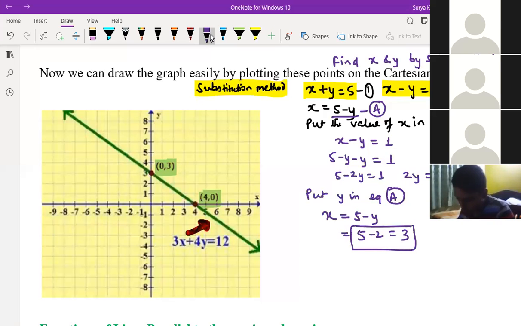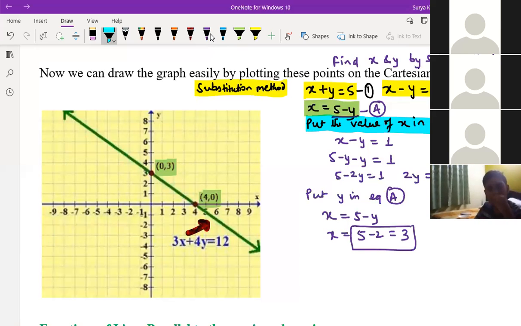It is not necessary that you put it in A only. You can put it in the first also, second also, your wish. But here is the very important point: if you are finding x from the first equation, you should put it in equation second only. Remember that. Don't put it in the same equation.